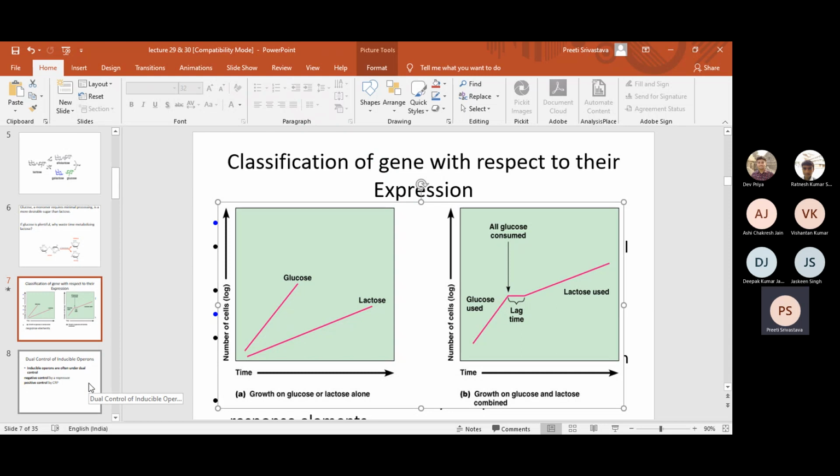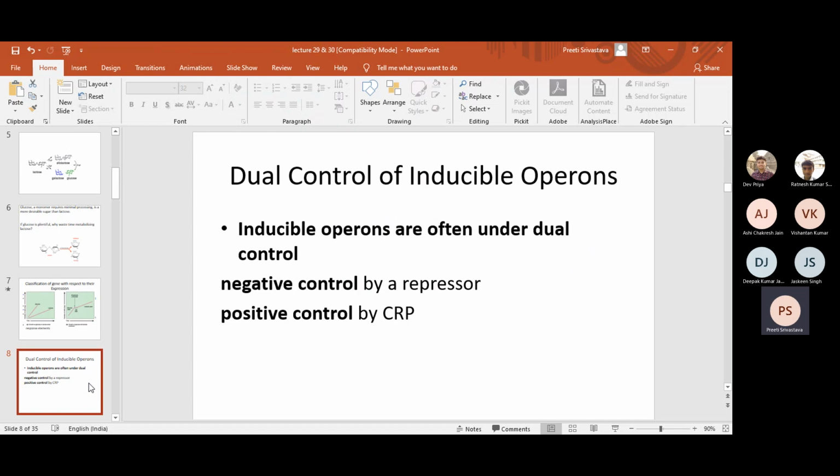I hope from this point the idea is clear why regulation is important. If this operon had not been under regulation, then ideally glucose and lactose would both be utilized at the same time. But the cell has devised a mechanism to avoid wasting energy. Such an operon is called an inducible operon, meaning only when lactose is there is the operon induced. So lactose or allolactose are the inducers for the operon.